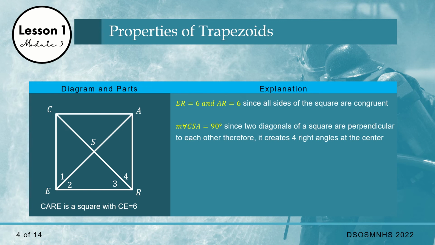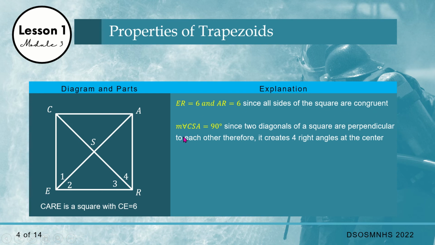So, let's find ER. Where is ER? Okay, another side of the square, and AR is also another side of the square. And both of them have measurement 6, since all sides of the square are congruent.